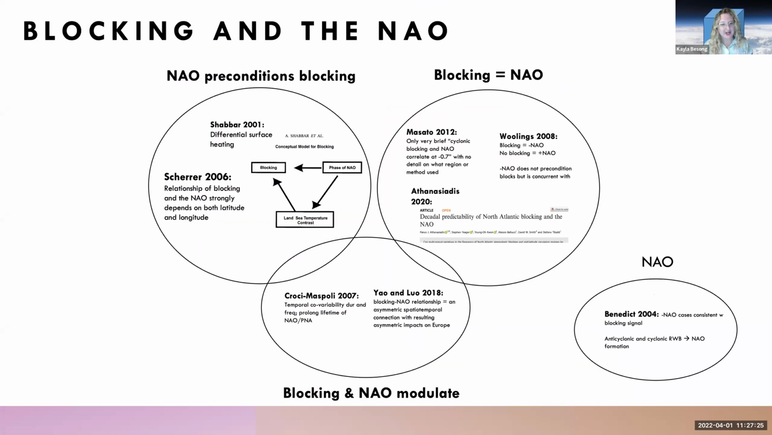So this is our background on blocking in the NAO. And no, this wasn't a failed attempt at a Venn diagram. I really designed it this way to highlight these different camps in the literature of how blocking and the NAO are related, right? So you have this idea where the NAO preconditions blocking. You also have this camp where blocking and the NAO are the same thing. And then lastly, we also have this idea that blocking and the NAO modulate each other, right? So one doesn't necessarily come before the other all the time. It's just that they have the potential to modulate each other, right? So we have these 3 different camps where some of them overlap and some of them don't.